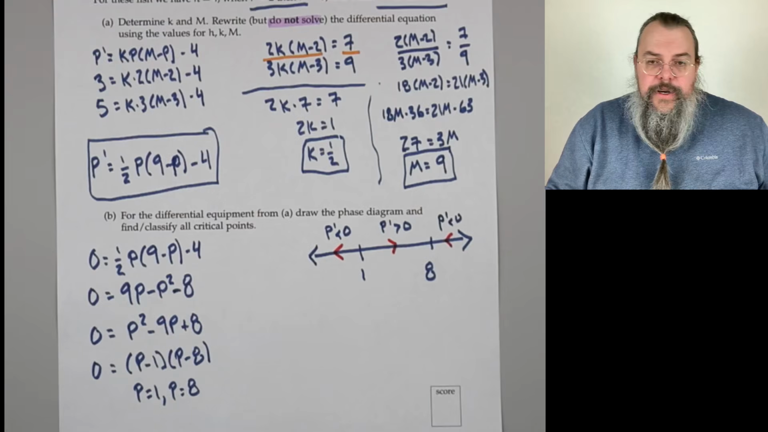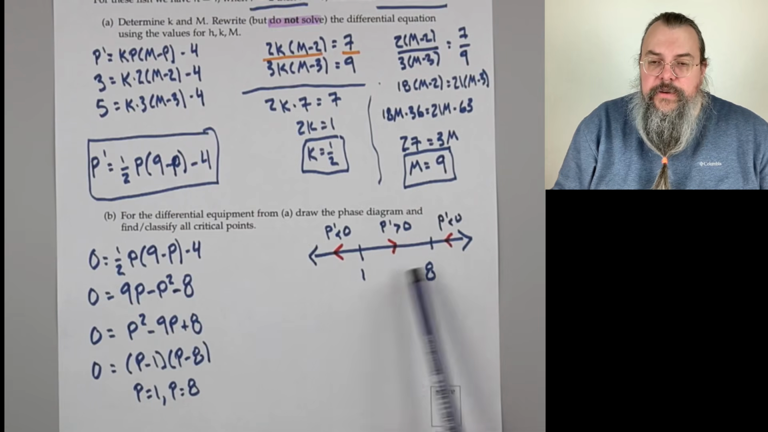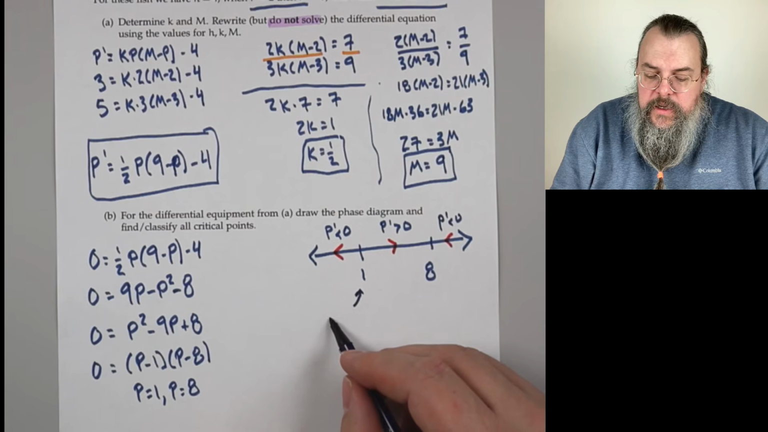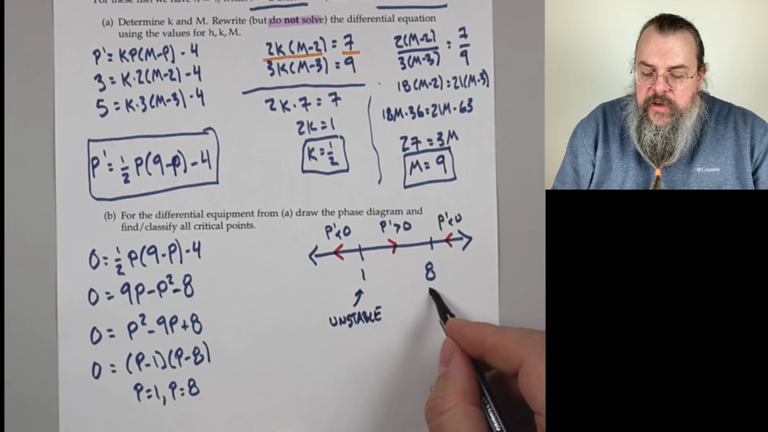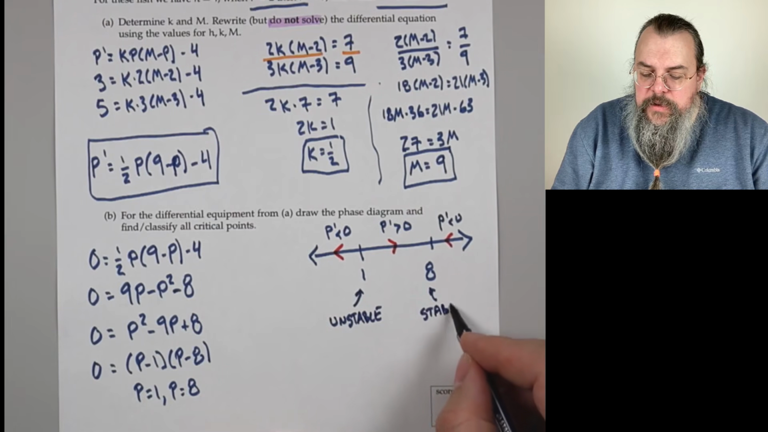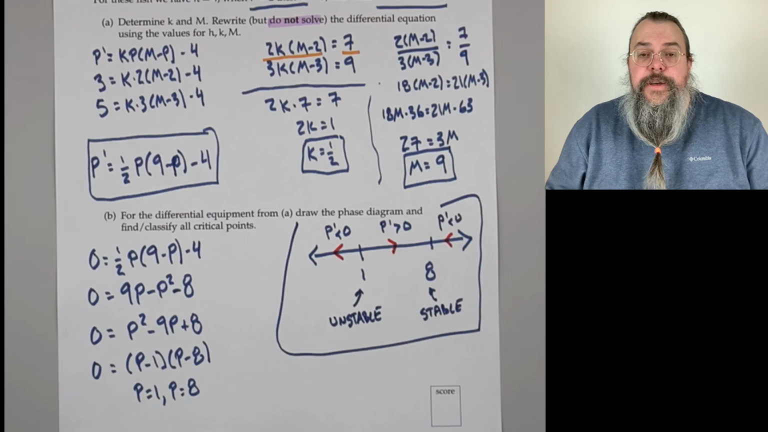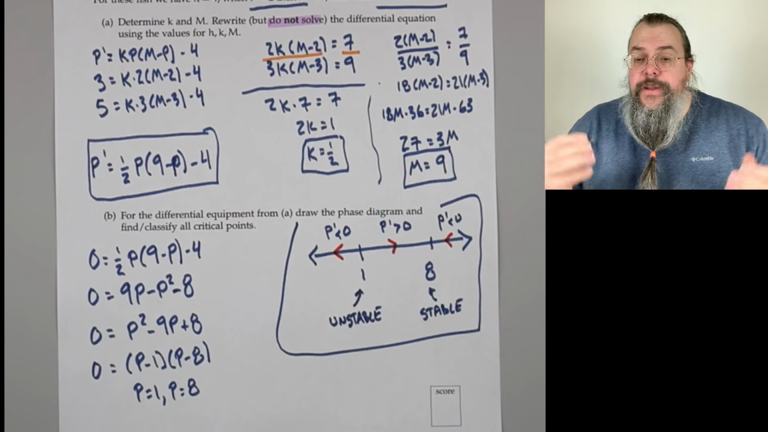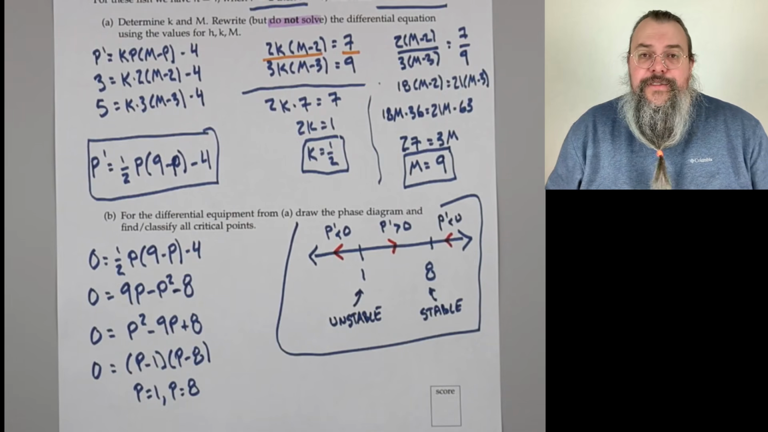All right. Well, good. We're almost done. We've drawn the phase diagram, and we found the critical points. Now we just have to classify. And 1 is unstable because we move away. And 8 is stable because we move towards. And there we go. There's the answer for part B. Another problem down. Just 2 problems left. This test is flying by.